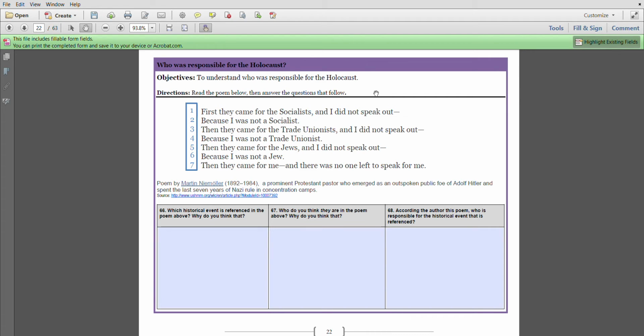Poem by Martin Niemöller, a prominent Protestant pastor who emerged as an outspoken public foe of Adolf Hitler and spent the last 7 years of Nazi rule in concentration camps.